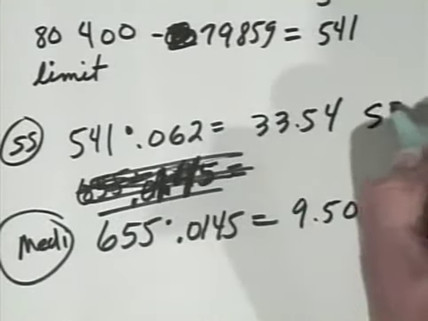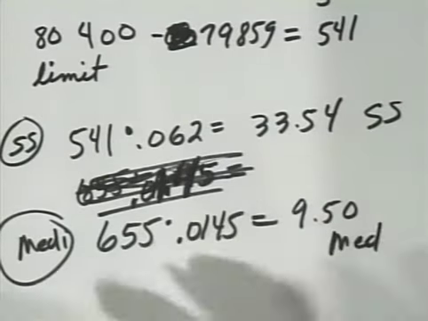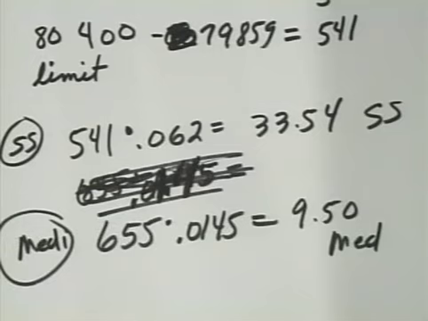950. Social Security, Medicare. Does that make sense? You've got to be able to handle the months or the weeks or the pay periods when we go over the limit.